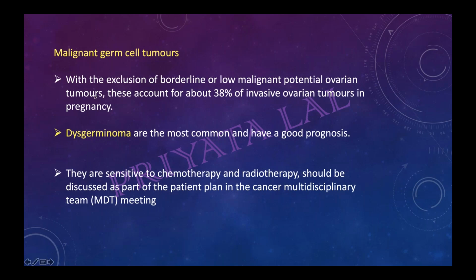After that, again there will be malignancy. And if the malignancy is there, what could it be? Dysgerminoma is the most common malignancy that can happen in the ovary in pregnancy, and it has a very good prognosis. They are sensitive to chemotherapy and radiotherapy, and the treatment plan will be discussed in MDT.